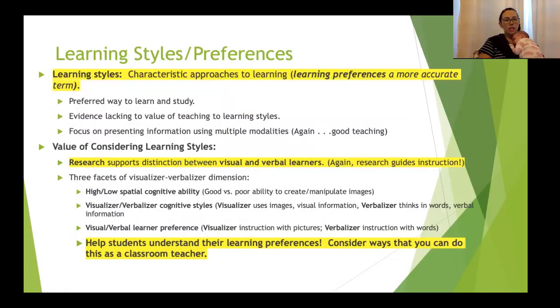Learning styles and preferences. Research supports the difference between visual and verbal learners. A lot of times these go hand in hand. You can see here we have high-low spatial cognitive ability, and visualizer and verbalizer cognitive styles. It is helpful to have students learn their own learning preferences, especially as they get older. It helps with how they're going to study, what supplemental materials they're going to look for, and how they can learn to advocate for themselves.